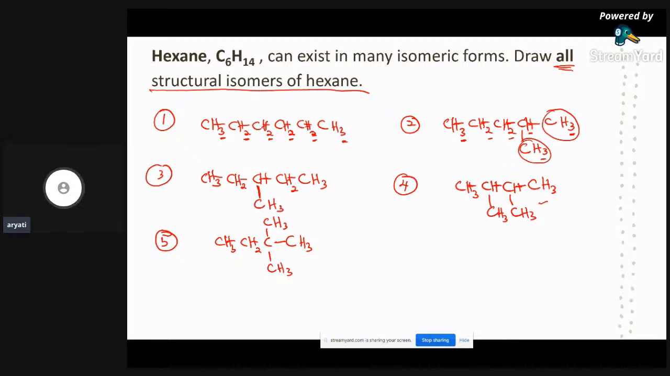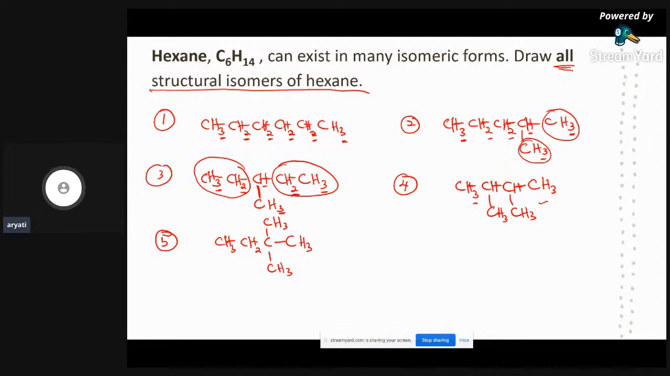So this is also not a chiral carbon. Carbon bonded to 3 hydrogen atoms, not chiral. 2 hydrogen atoms, not chiral. 3 hydrogen atoms, not chiral. Carbon bonded to H, okay, but it is bonded to 2 ethyl groups, which are 2 same groups. So this is also not a chiral carbon.